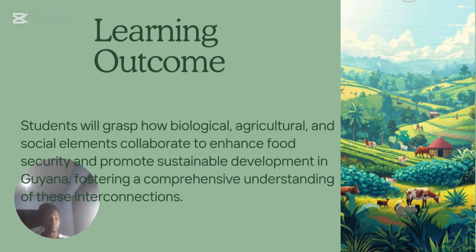Learning outcome. In conclusion, curriculum integration improves a holistic approach to teaching food security and sustainable agriculture. Students gain academic knowledge while developing practical skills and social awareness. This method aligns well with CXC standards and Guyana national schemes of work, preparing students for both examination and real life challenges.